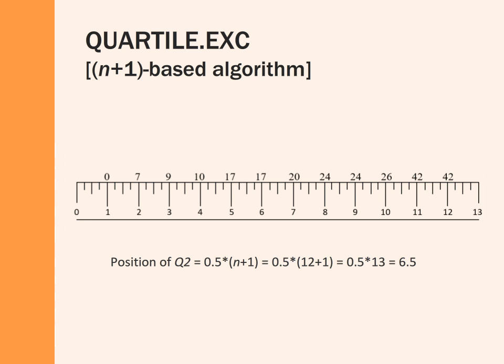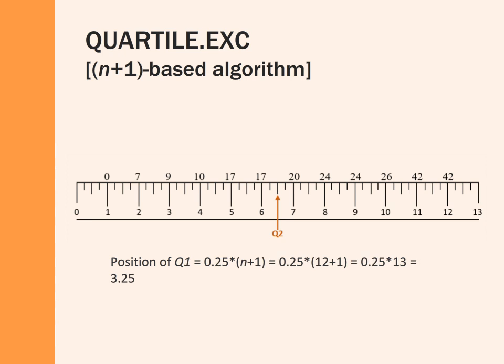To find the location on our ruler of the second quartile, the second quartile is referred to as the 50th percentile. So we take 0.5 and multiply it by the length of this ruler, which is 13. And that returns a value of 6.5. So the location of the second quartile would fall right in the middle of our 13-inch ruler here, or at position 6.5 inches.